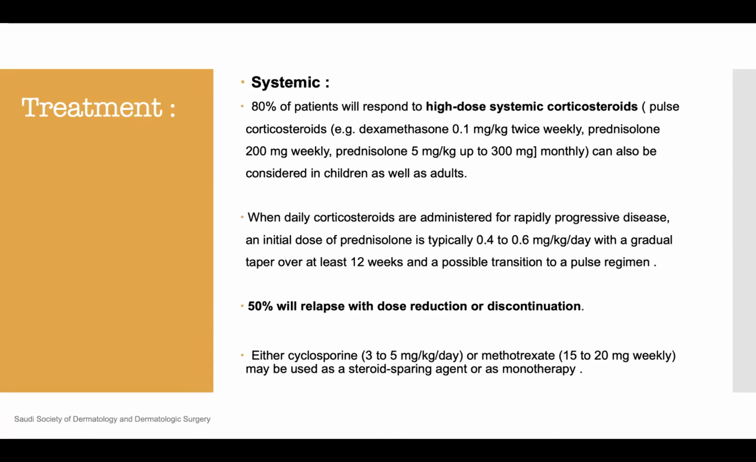Systemic, high-dose systemic steroid can be used either as pulse dose or on a daily basis or weekly basis. The issue is that 50% will relapse with dose reduction or discontinuation. So it's recommended to start another steroid-sparing agent with a steroid or as a monotherapy, such as MTX or cyclosporine.